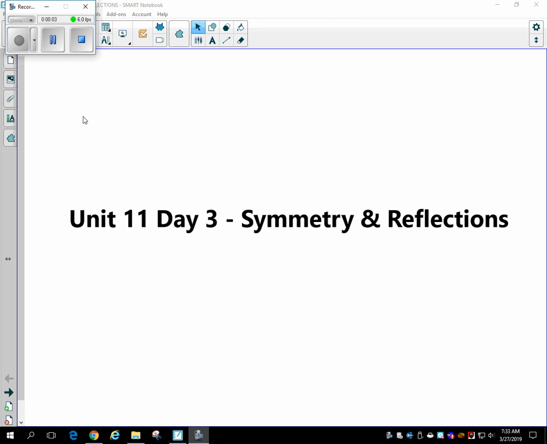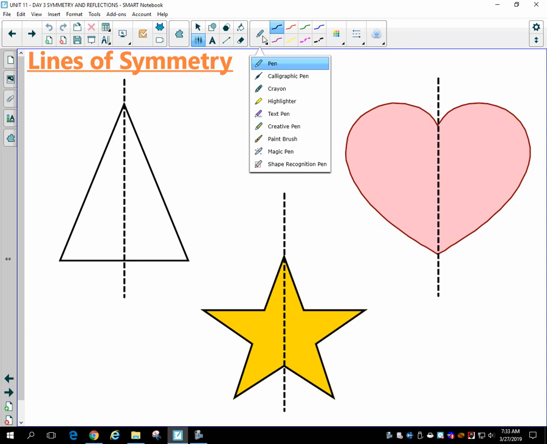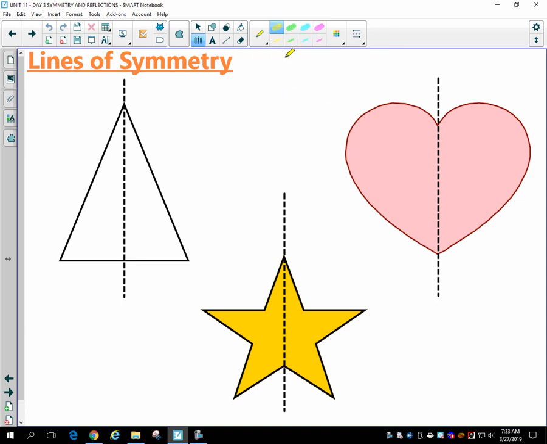Hey all, today we're going to start talking about transformations in the coordinate plane, and we're going to start with reflections. And in order to talk about reflections, we're going to talk quickly about symmetry. So sometimes shapes have lines of symmetry, and a line of symmetry is basically a line that you could fold the shape over directly onto itself.